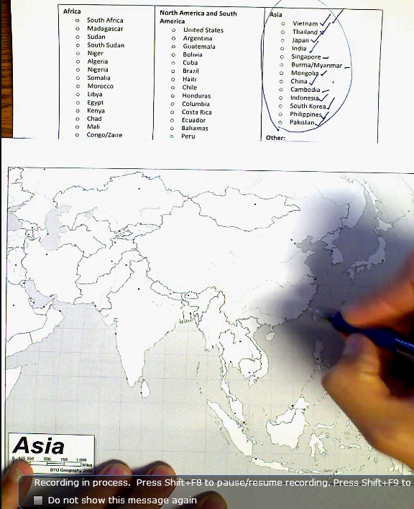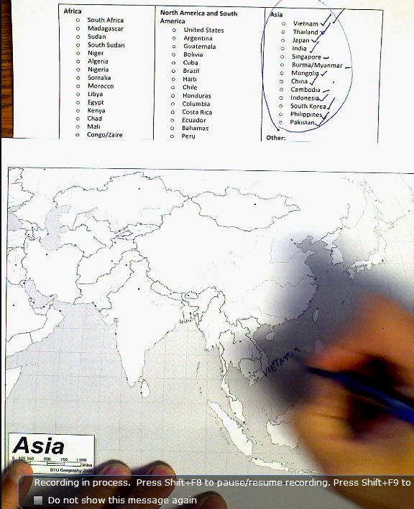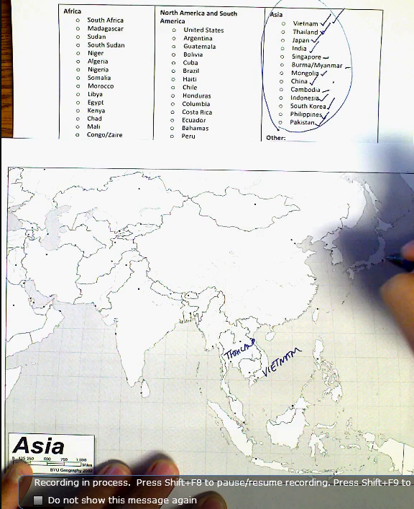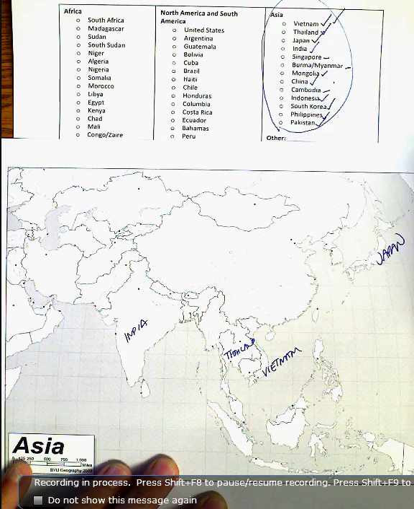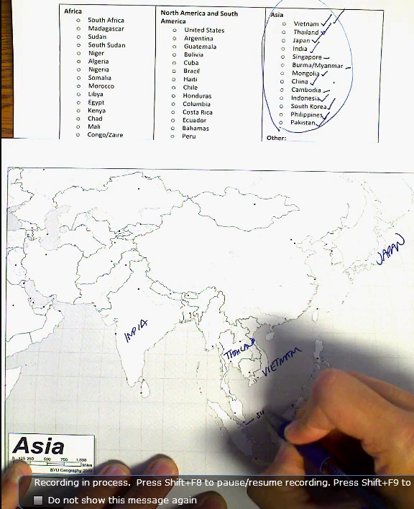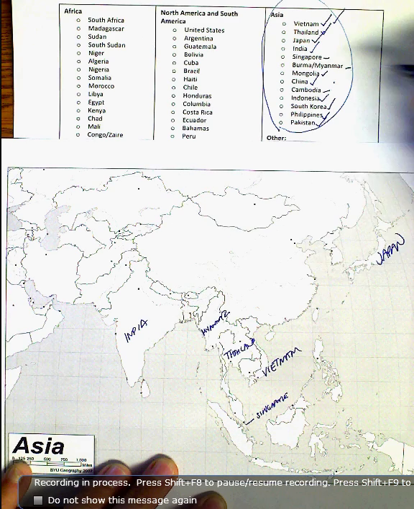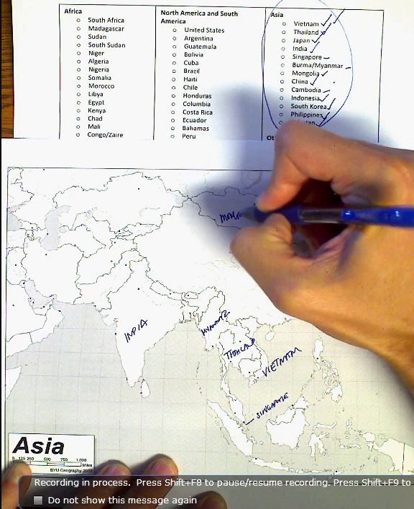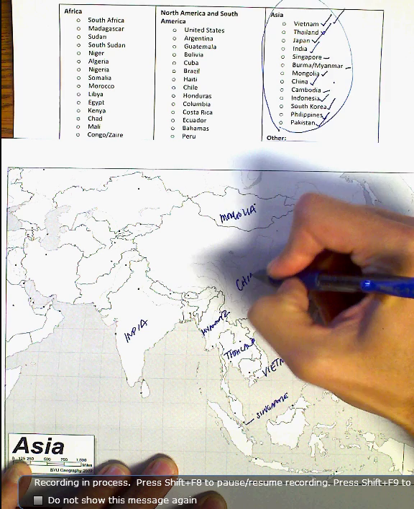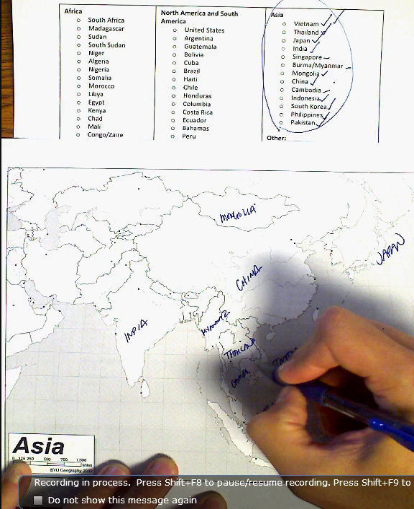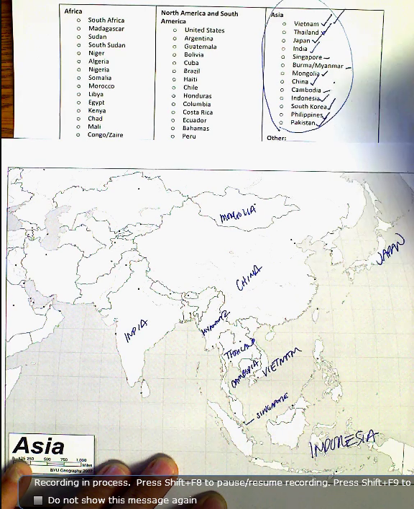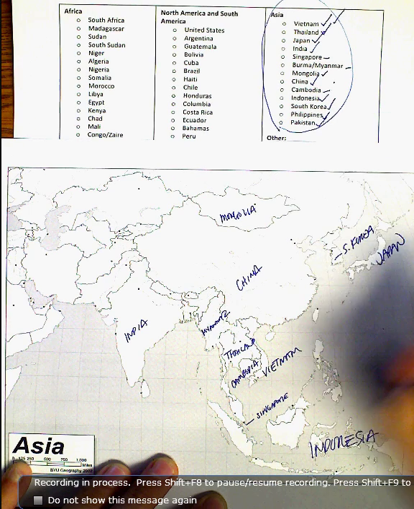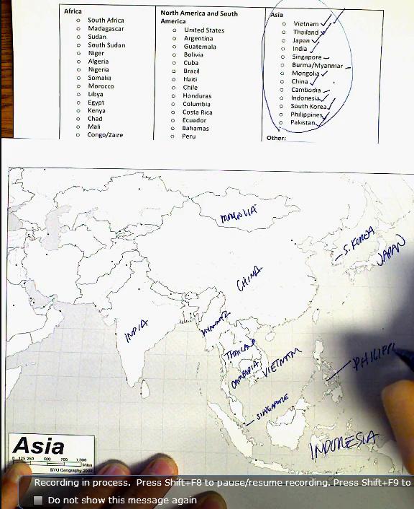So let's try that. Vietnam, Thailand, Japan, India, Singapore, which I remember now, just off the coast of Malaysia, Myanmar, Mongolia, China, Cambodia, which I remembered now is next to Thailand, Indonesia, South Korea, Philippines, Pakistan.